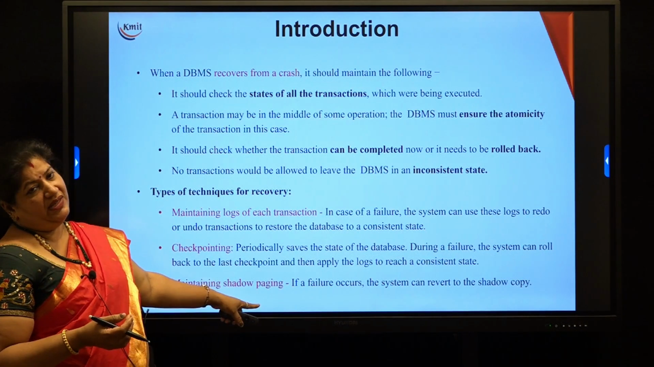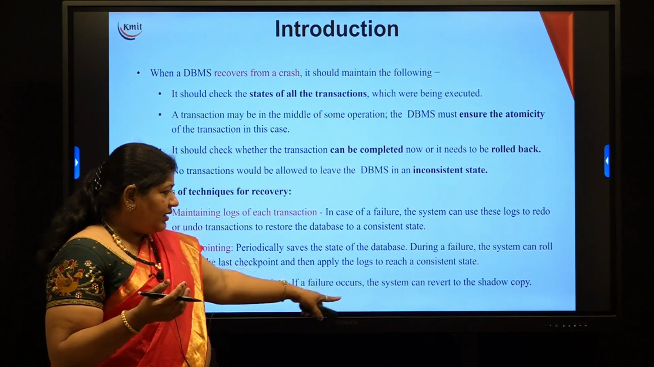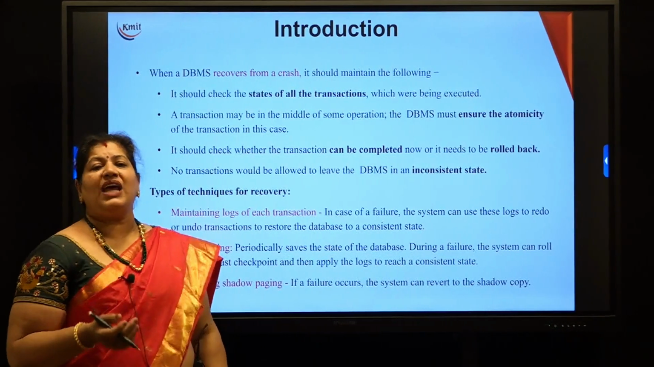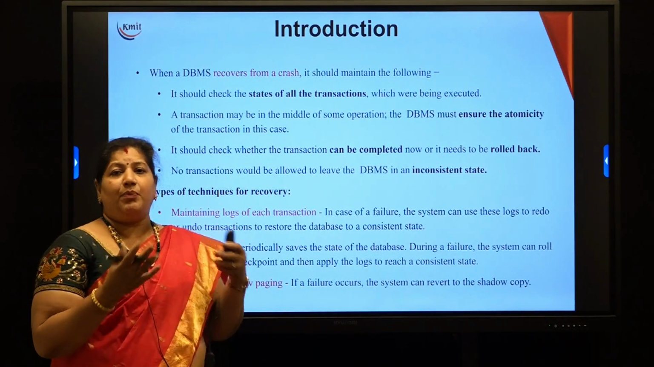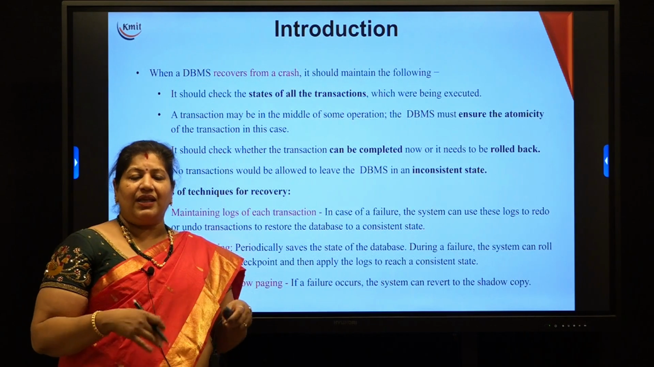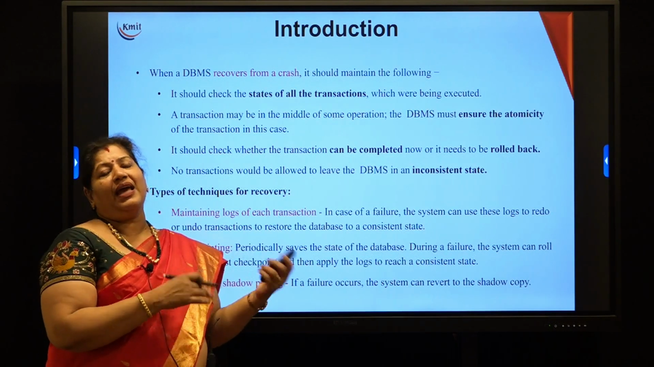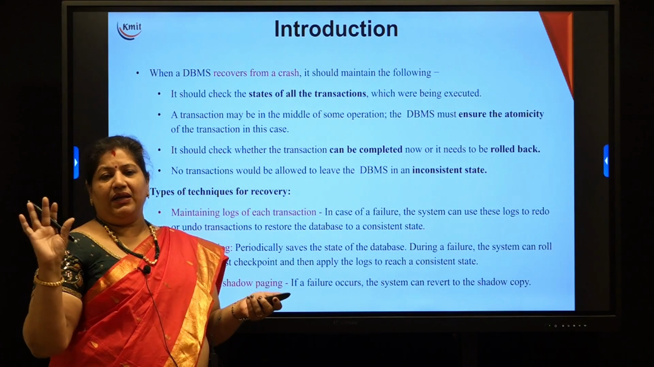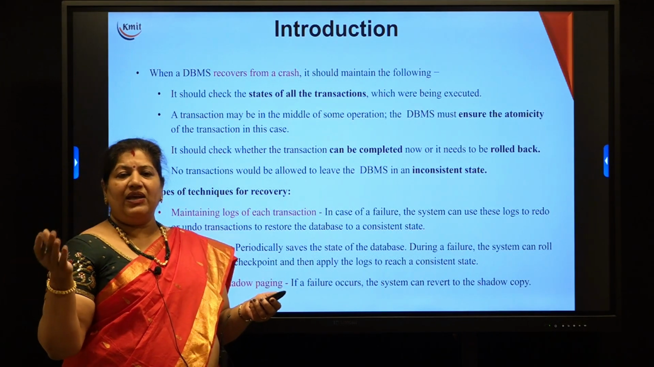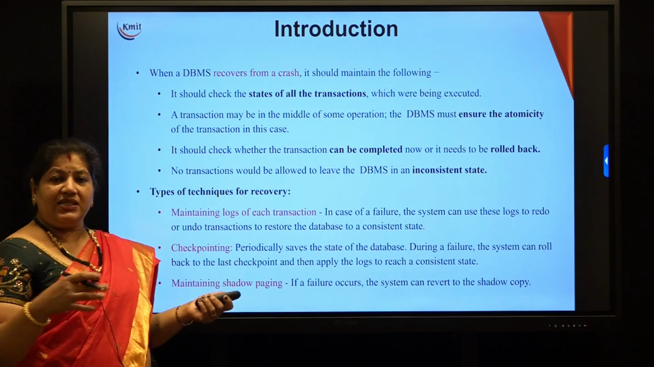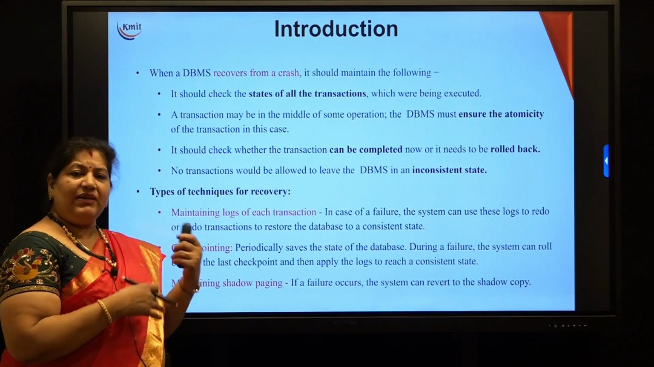Maintaining shadow pages: whenever failure occurs, the system can revert to the shadow copy. That means instead of making an updation to the original, you make it to the copy so that the original can be restored back. The duplicate copy can just be ignored. So, the shadow copy is the original copy.